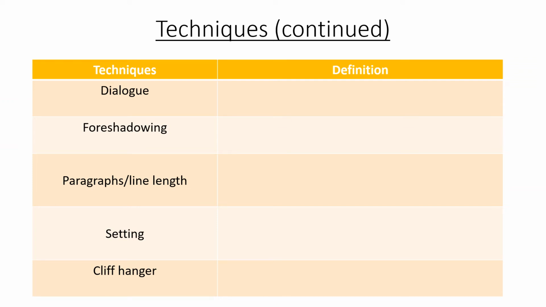Okay, here's a few more techniques. So these are all techniques that you're allowed to mention in the exam, or you're allowed to use in the writing exam. So we've got dialogue, foreshadowing, paragraph length and line length. We've got setting and cliffhanger. And same as before, you can pause the video now if you want, have a go at writing down these definitions yourselves, and then I'll go through the answers.